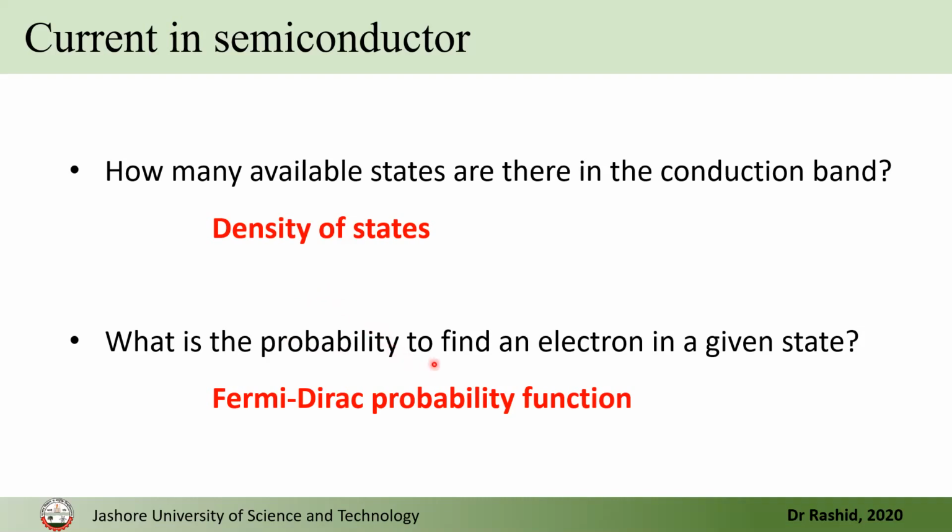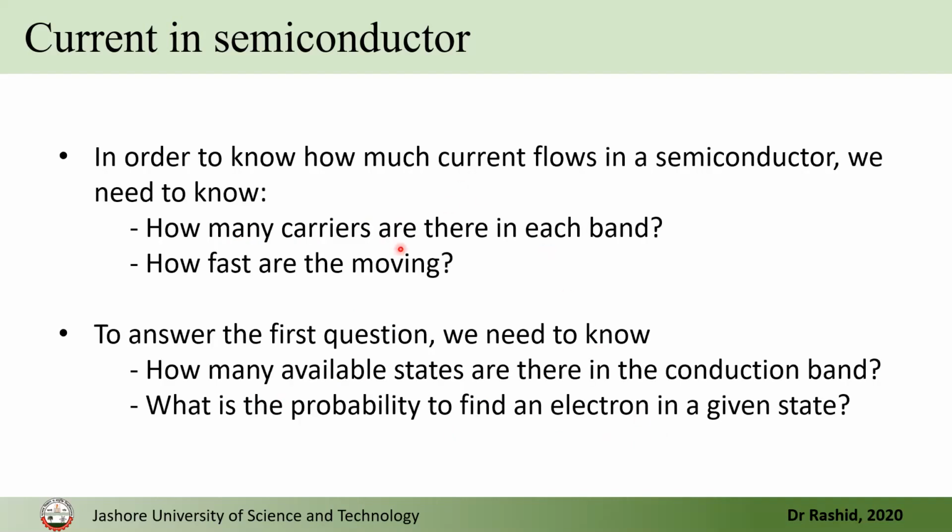And the probability of the states being occupied is given by the Fermi-Dirac distribution, or Fermi-Dirac probability function. Once we know these two functions, we can answer these two questions. That means we can calculate the current in the semiconductor.